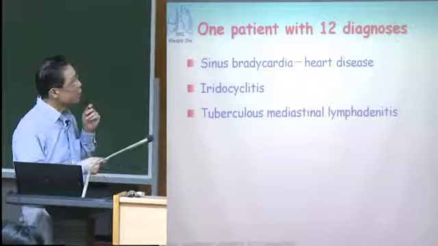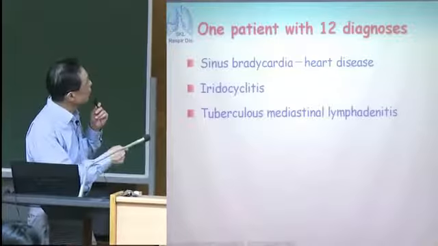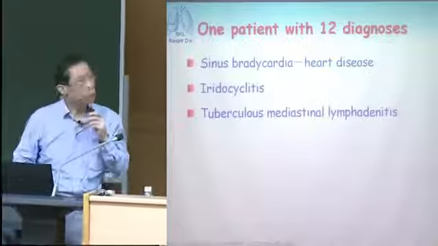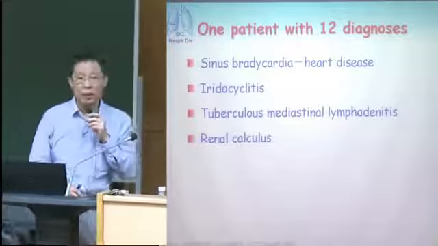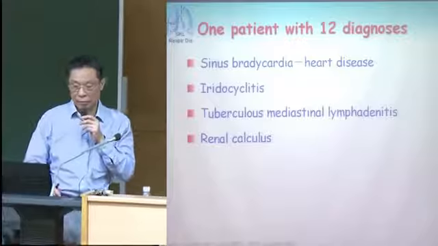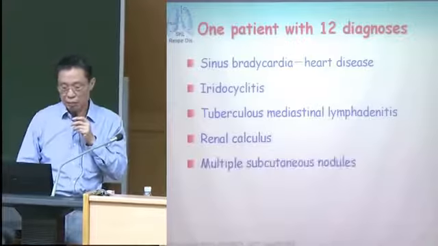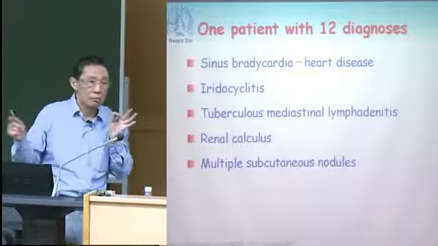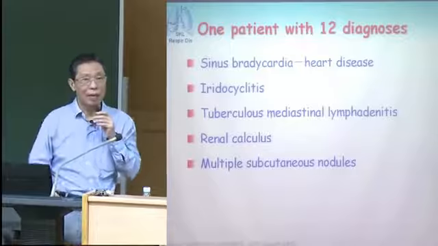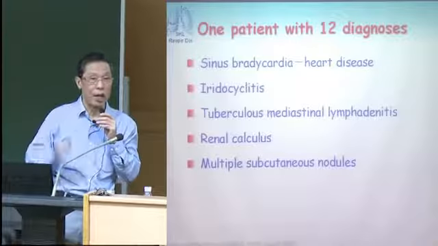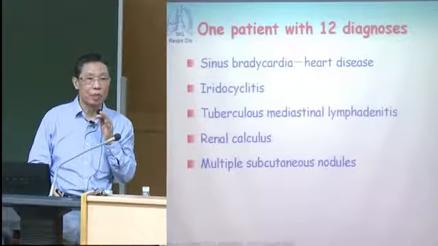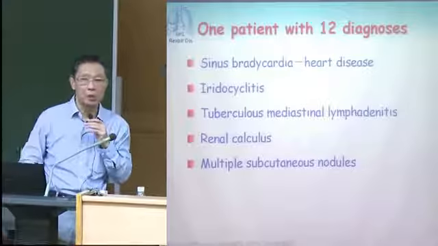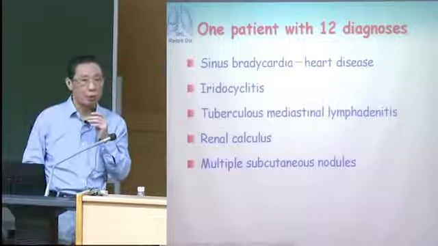Lymphadenitis. So this is the third one. And the fourth one is renal calculus. And the fifth one is the multiple subcutaneous nodules. And so I can't remember. So with the 12 diagnoses coming to me, I collected all the data and made some examinations. In particular, I made some biopsy.